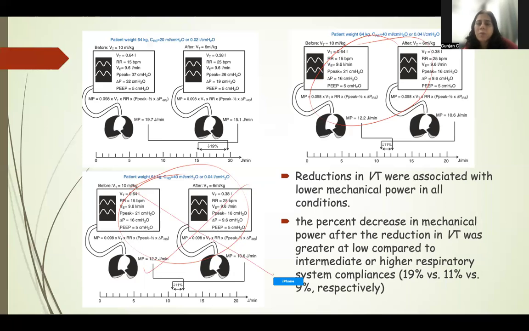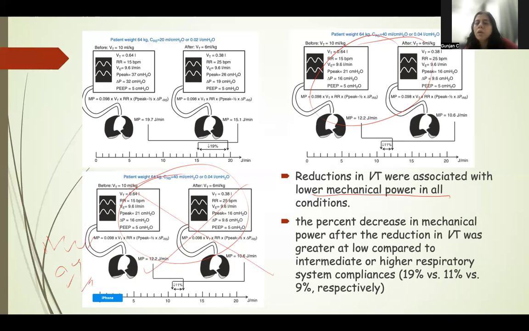So this study, which was published again in 2021, showed that reduction in tidal volume was associated with a lower mechanical power in all lung compliances, that is, in mild ARDS to moderate to severe ARDS. A reduction in tidal volume led to a reduction in the mechanical power. However, when you decrease the tidal volume from 10 mL to 6 mL per kg in a mild lung, the mechanical power reduces only by 9%.